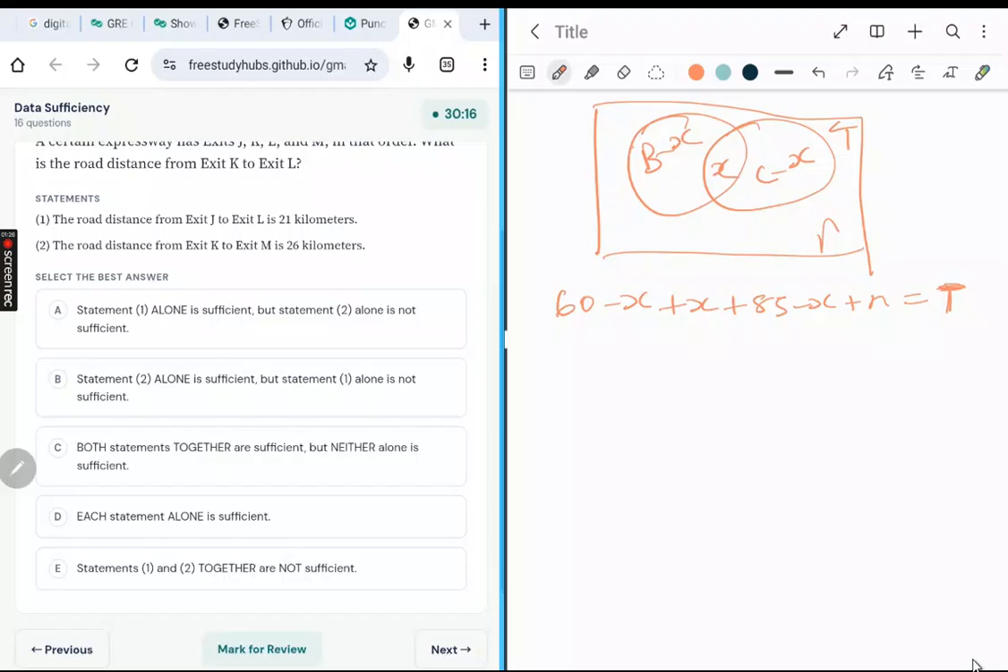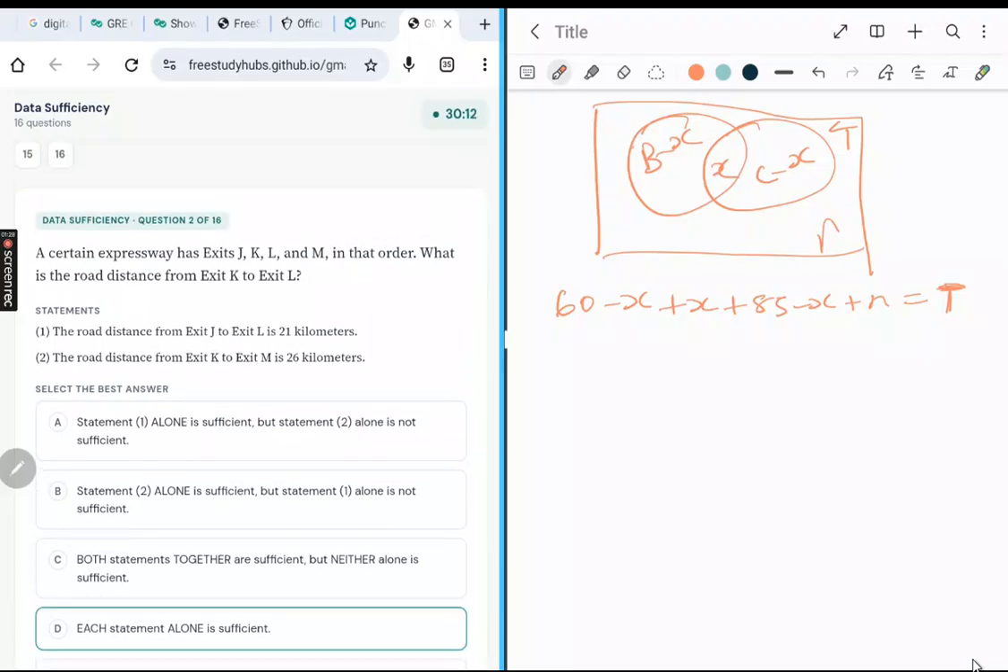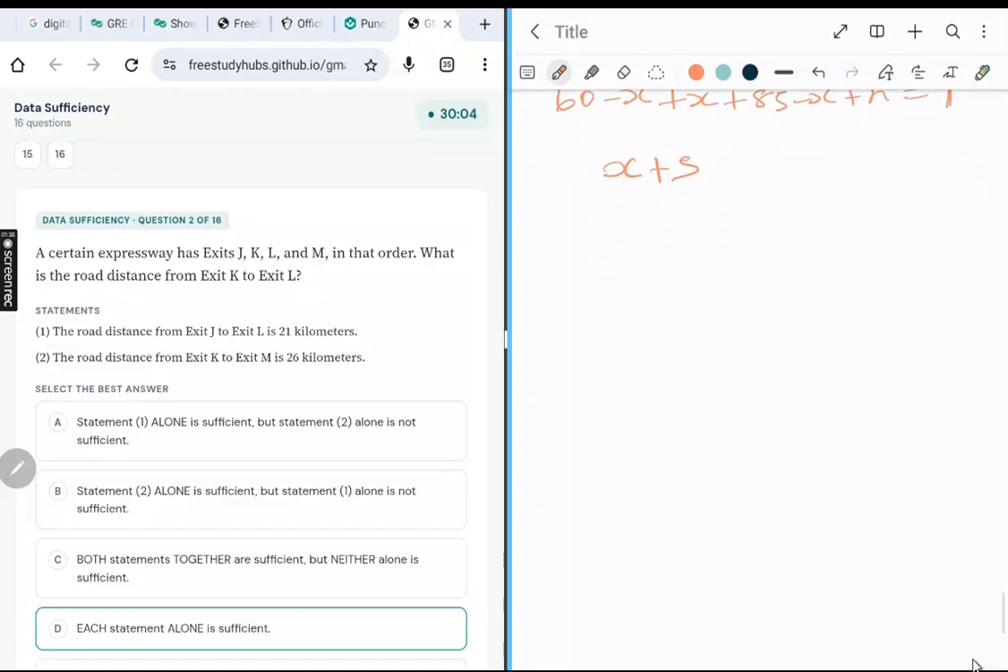Next, you see in this question, it can be reduced to just saying S plus Y. This can just be reduced to saying S plus Y equals 50 or equals anything, because this is how it is. JKL, JKLM. So we are looking for this distance here. What is the road distance from exit K to exit L?